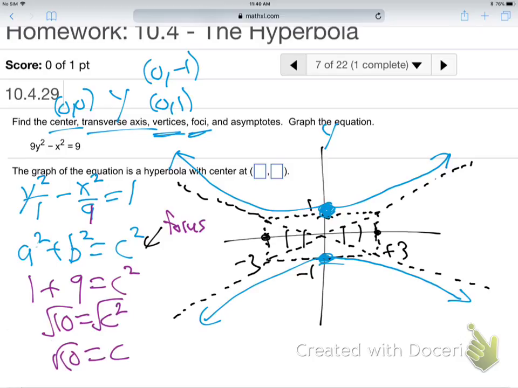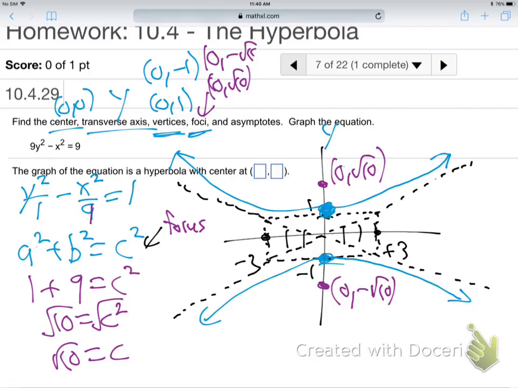So now where are the focus points? Up, down, or right, left? It must be up here and down there because they're always inside the branches for all of our shapes. So this one is over 0 up root 10 and over 0 down root 10. There's the two focus points: 0, root 10 and 0, minus root 10. Good? For the two focus points.